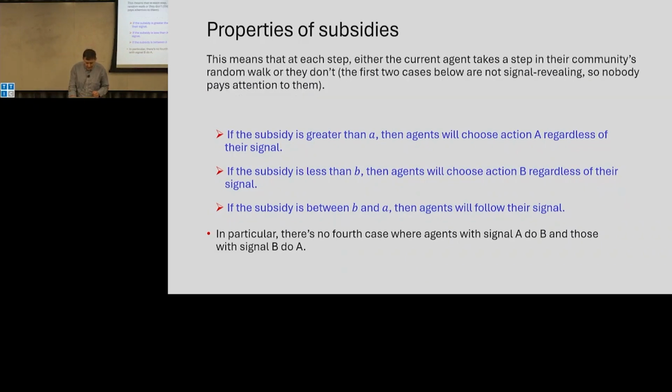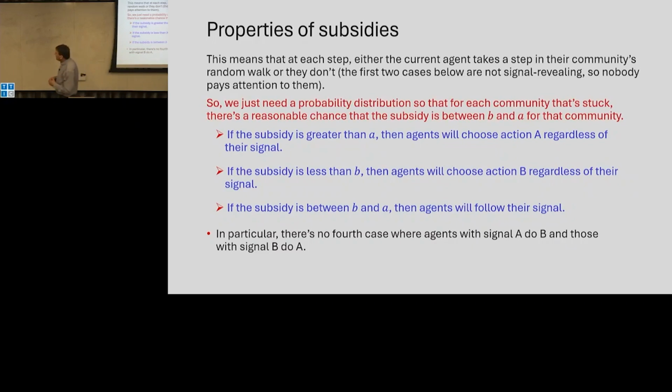Right. So what that means is that at each step, either the current agent takes a step in their community's random walk, or they don't. They don't if their action is not revealing, or it is revealing, in which case it's a step in exactly their walk. And that's the only thing that happens. So basically all we have are these walks that are stuck, and every time we have a subsidy, there's some chance that the next agent will actually take a step. And as long as we can get these walks to take steps, they'll all go in the right direction because they're all biased. Okay, so we just need a probability distribution so that for each community that's stuck, there's a reasonable chance the subsidy is between B and A.